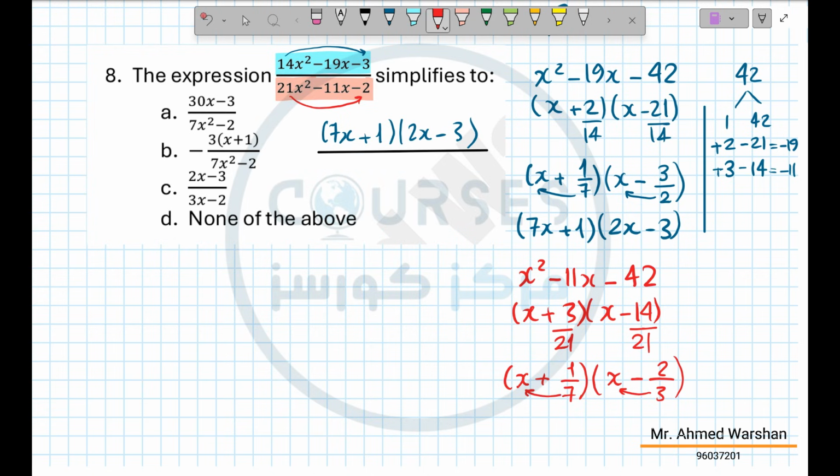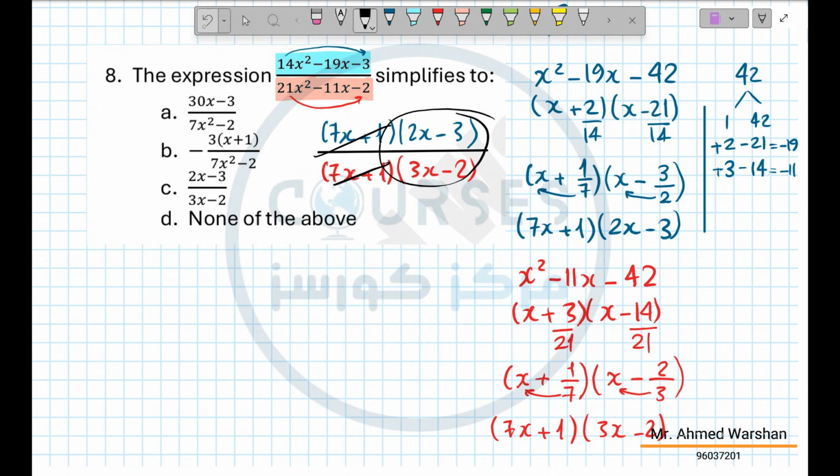Bring the denominator with the x, so that's 7x plus 1 times 3x minus 2. So this is going to be 7x plus 1 times 3x minus 2. Clearly, this one cancels with this one, so you have this part left: 2x minus 3 over 3x minus 2, which is C.